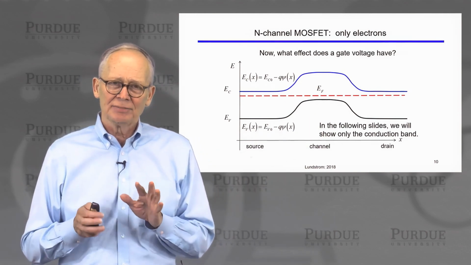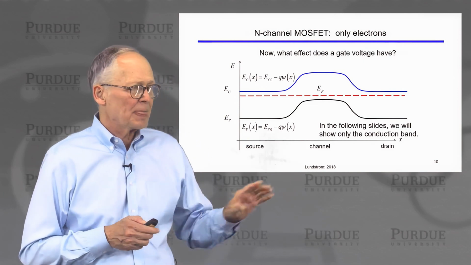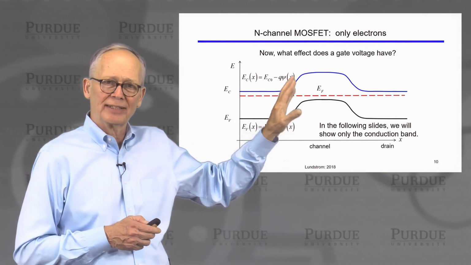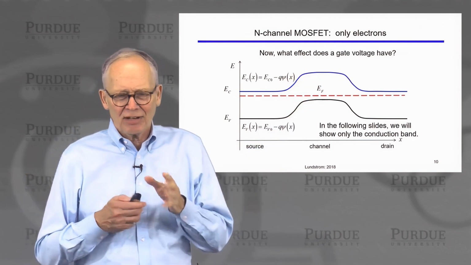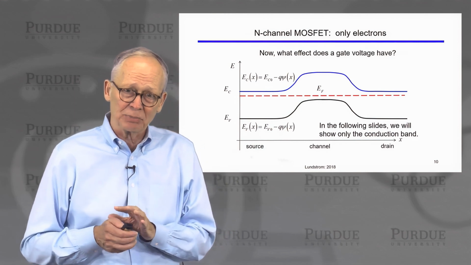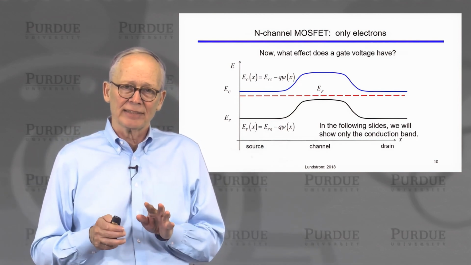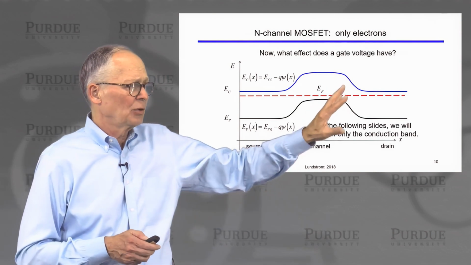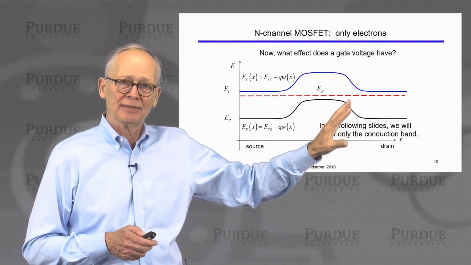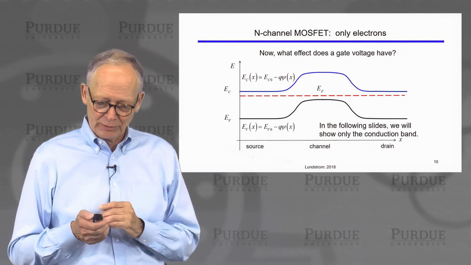Now, in an N-channel transistor, the current is carried by electrons. I really only need to worry about the conduction band. There are second-order effects that people sometimes worry about, where the holes can come into play. But for our purposes, we're only interested in the electrons in an N-channel device. So I'm going to dispense with showing the valence band. We'll just show the conduction band because that's what we're interested in.